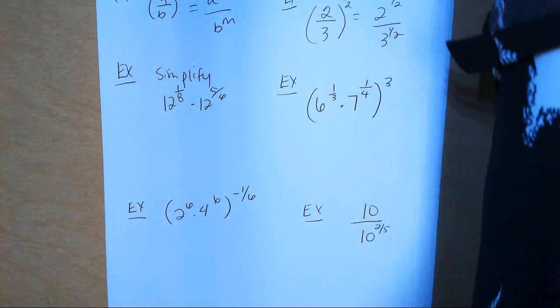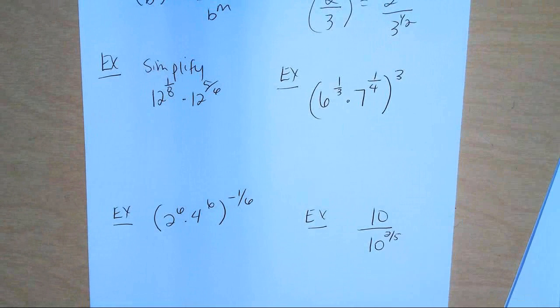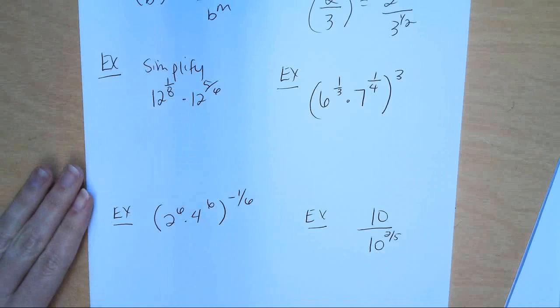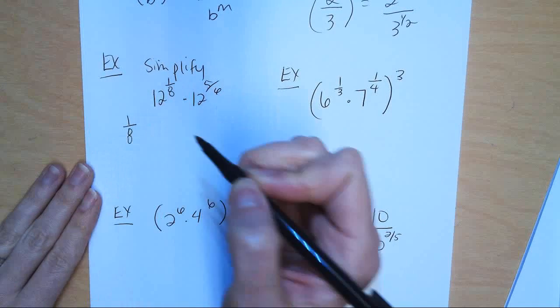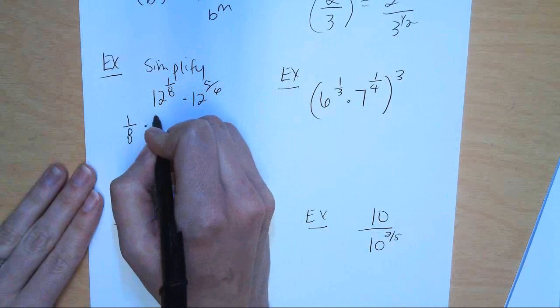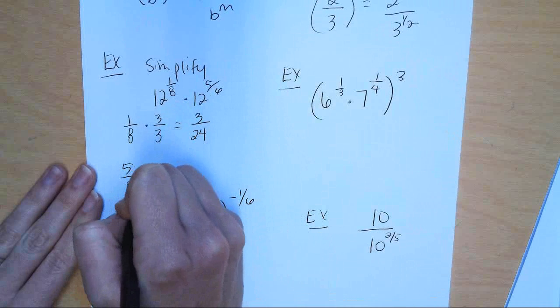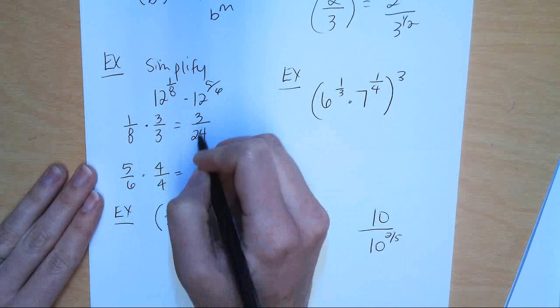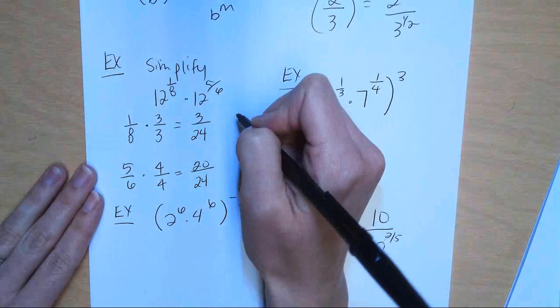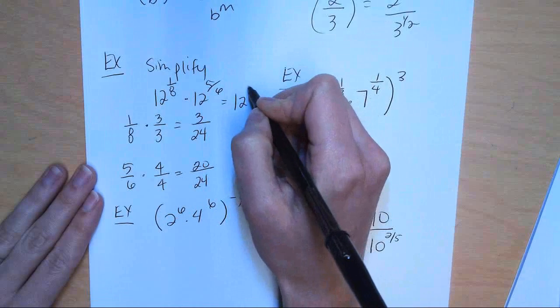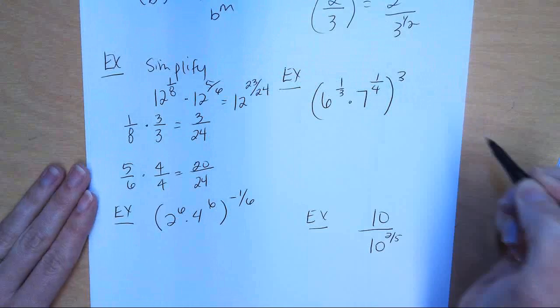Okay, the first one. We need to do what to it? What are we going to do, like, in general? Add the exponents. Okay, in adding the exponents, I am going to need a common denominator. What is it? 24. So 1/8 is going to be times 3 over 3, which gives us 3 over 24. 5/6 is going to be times 4 over 4, which is going to give us 20 over 24. So we'll get 12 to the what power? 23 over 24.